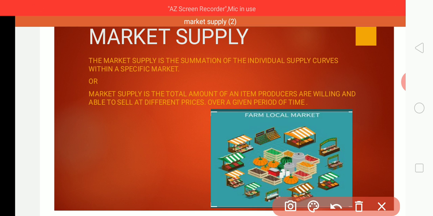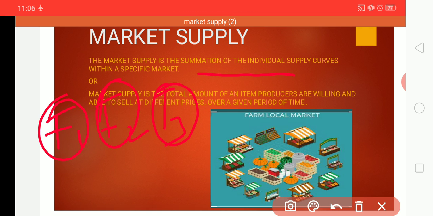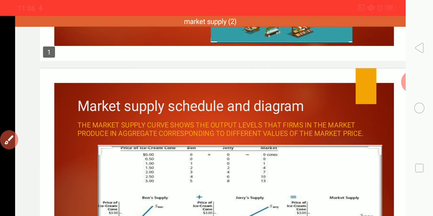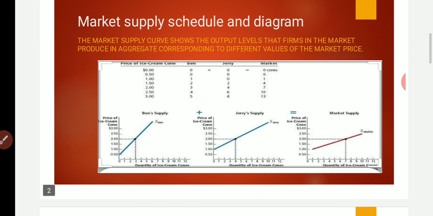So market supply, we can say, is the summation of the individual supplies. When we add up individuals, for example firm 1, firm 2, firm 3, where firm 1 and firm 2 are individual supplies, we call it a summation. The summation of the individual supplies in a specific market is called market supply. With the help of a schedule and a diagram, today we are going to discuss market supply.